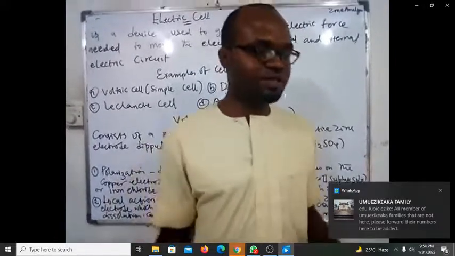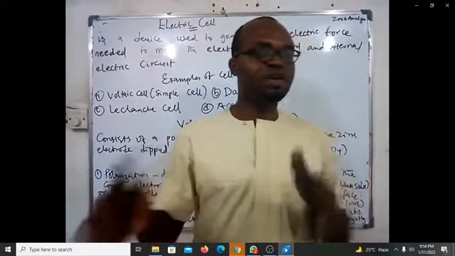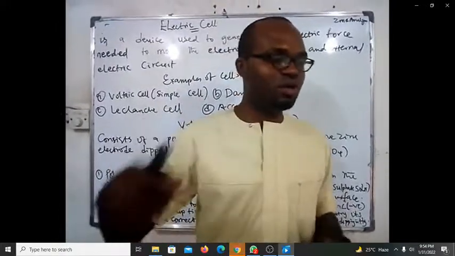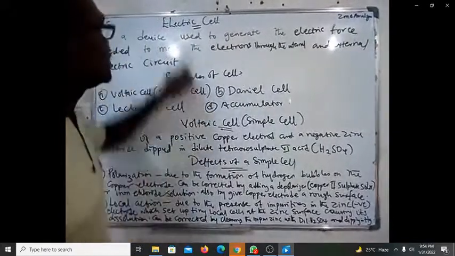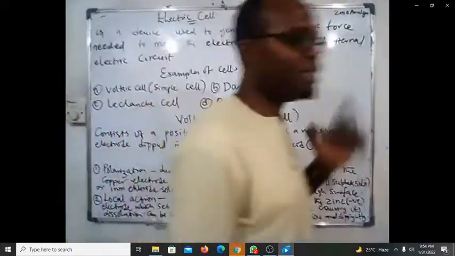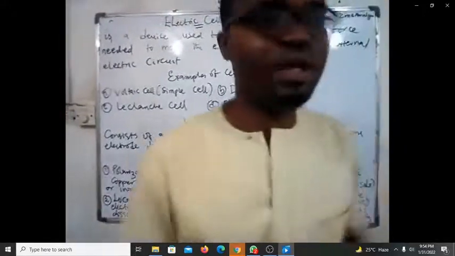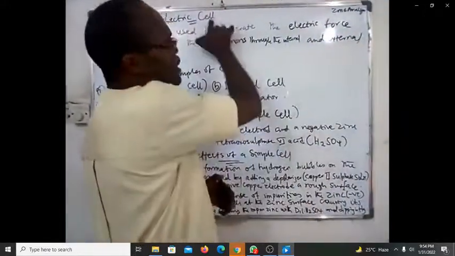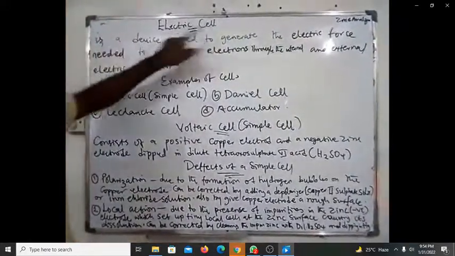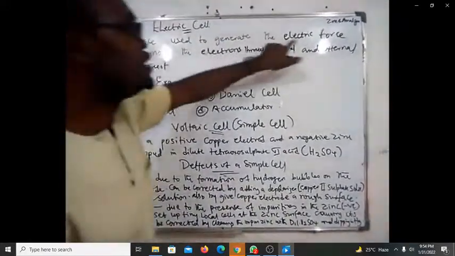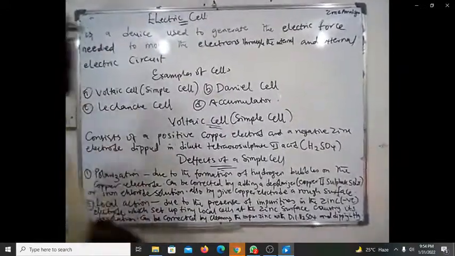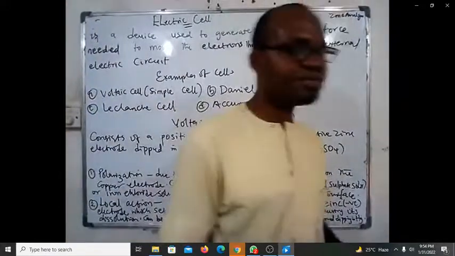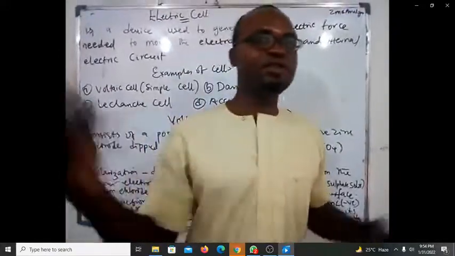So how do you make a battery? Battery is simply the connection or the combination of two or more cells. Two or more cells. You understand? So whenever we are talking about electric battery, electric cells, know that we are talking about what? Batteries. Because when you have more than one cell, you have what? Battery. Exactly. So electric cell is a device used to generate electric what? Force. Needed to move the electrons through internal or external what? Circuits. You understand?